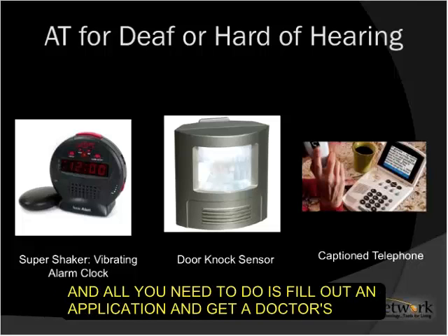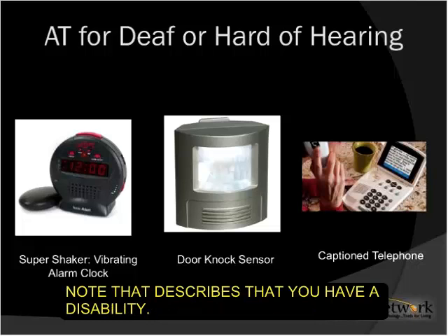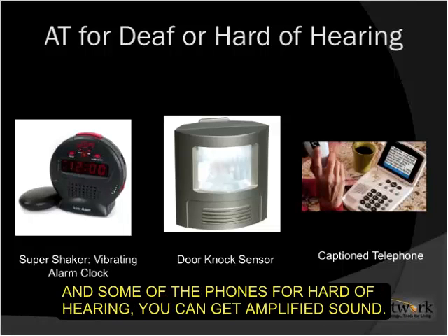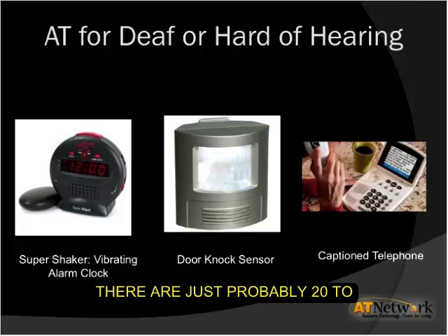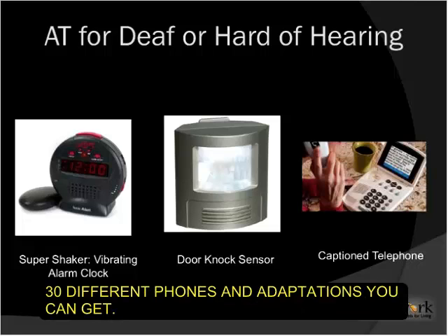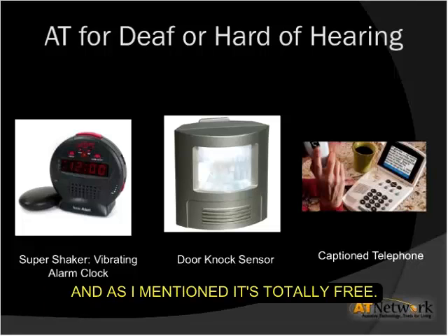And all you need to do is fill out an application and get a doctor's note that describes that you have a disability. And some of the phones for hard of hearing, you can get amplified sound. You can also get captioned telephones. There are probably 20 to 30 different phones and adaptations that you can get. And it's, as I mentioned, it's totally free.